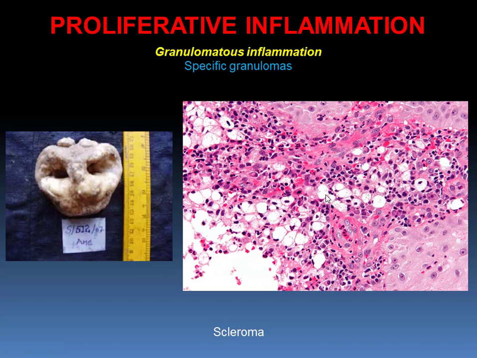Outcomes of such type of granuloma are usually favorable. It rapidly undergoes sclerosis and hyalinosis, but in very large sizes of scleroma it can cause asphyxia.